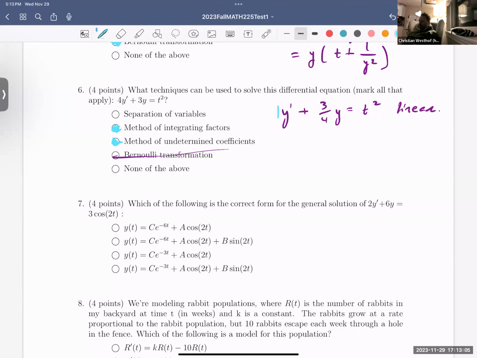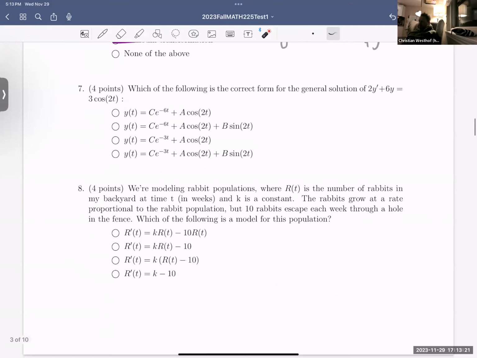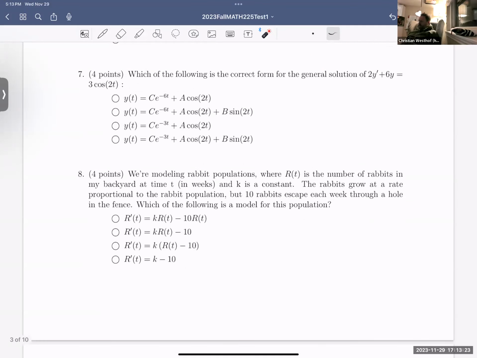Then separation of variables only if it's separable. It is not separable. Again, if you take y prime equals t squared minus 3/4 y, there's no way you're going to factor this right-hand side into y things and t things. Which of the following is the correct form?